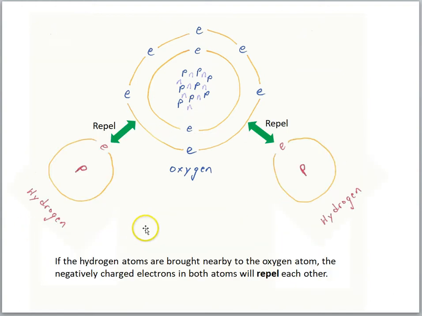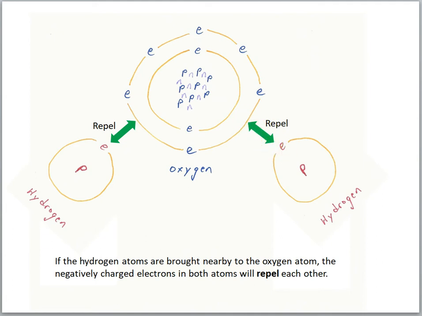So here's the idea. If the hydrogen atoms were brought close to the oxygen atoms, we're just going to bring these two hydrogen atoms close to the oxygen, the negatively charged electrons in both atoms will repel each other. So if we were to slowly bring the atoms towards each other, you're going to get a repulsive force here, because electrons are the things that are closest to each other here. We've got a negatively charged cloud of electrons here, and here's a negatively charged cloud of electron here, although it's just one. Still, you're going to have a repulsive force here.